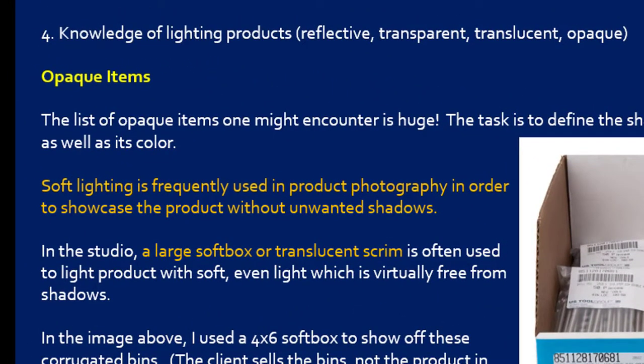Opaque items. The list of opaque items one might encounter is huge. The task is to define the shape, texture, and details of the product, as well as its color. Soft lighting is frequently used in product photography in order to showcase the product without unwanted shadows. Again, this is where a softbox, a large softbox, or a lighting tent is invaluable.